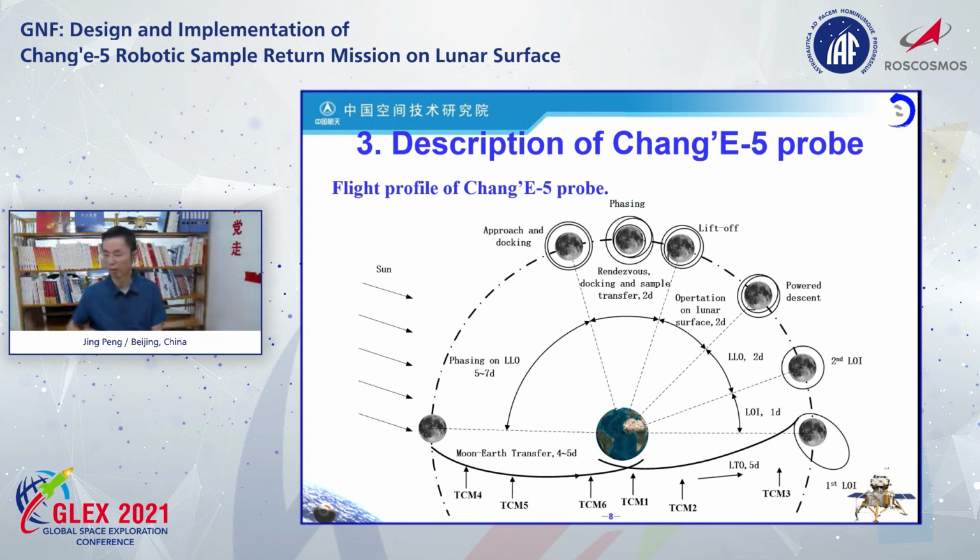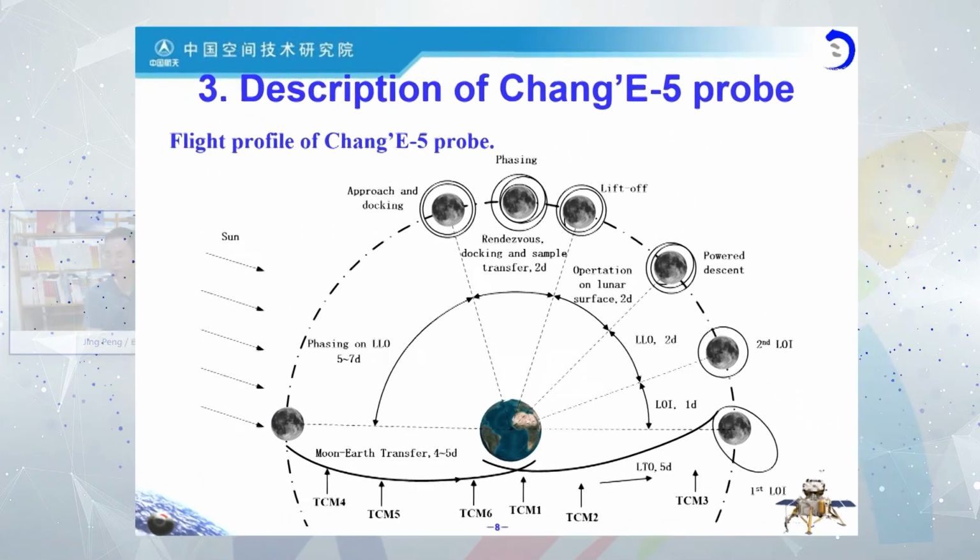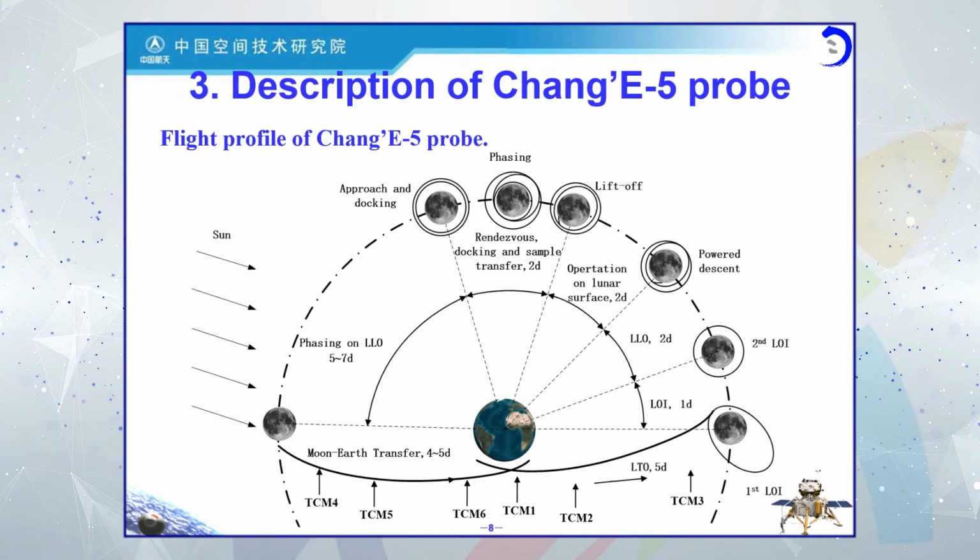At last, you can see the flight profile of the Chang'e-5 probe. After separation from the launch vehicle, it will spend about 5 days in lunar transfer orbit. Then 2 lunar orbit insertions will be performed by the orbiter to insert the complex of the Chang'e-5 probe into 200 kilometers lunar low orbit.